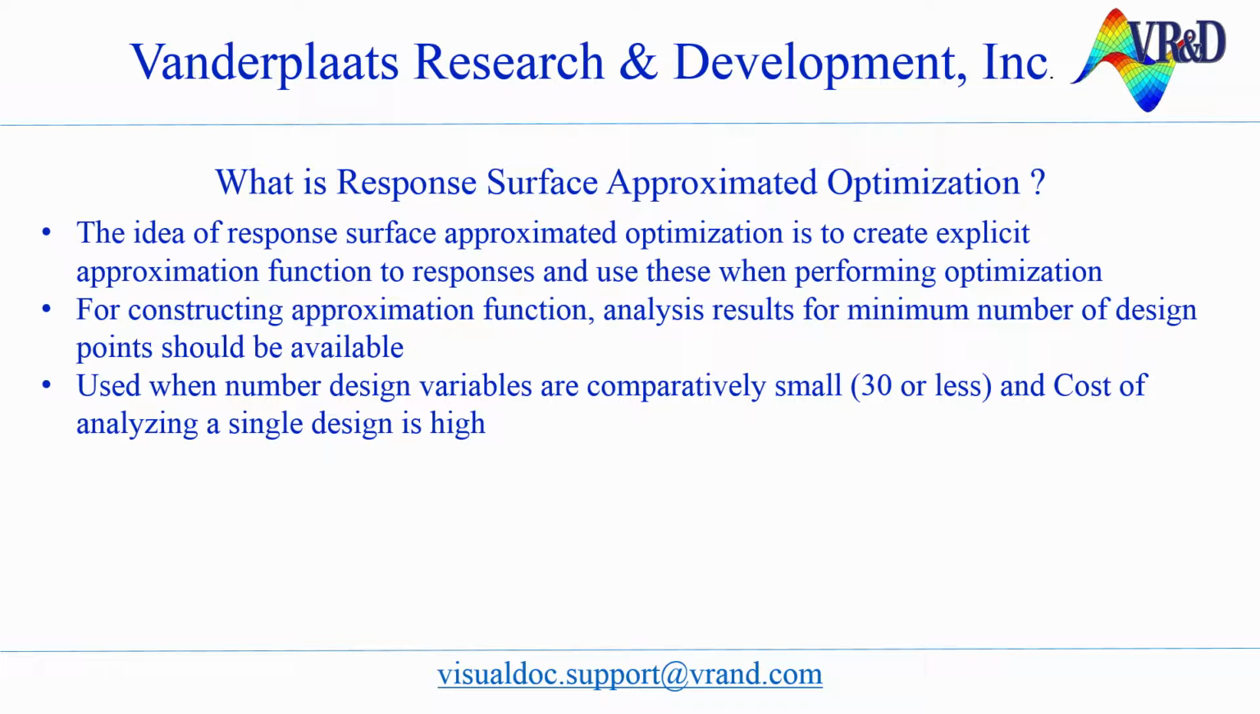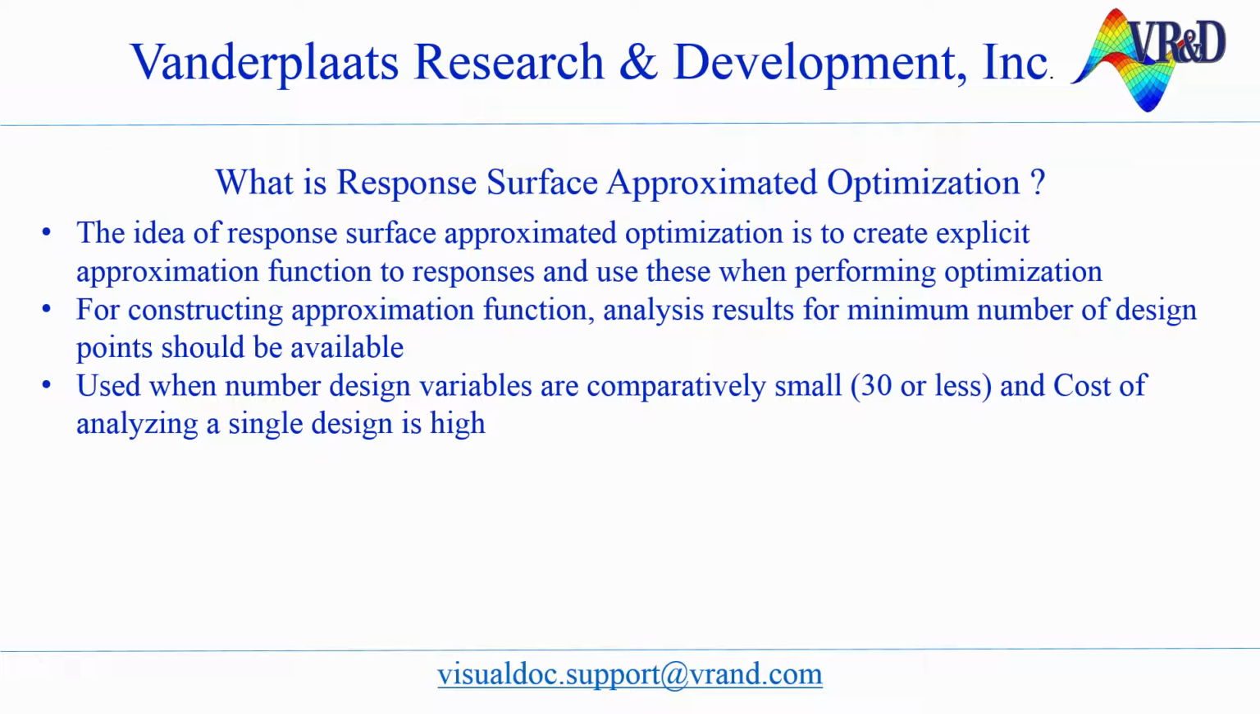The idea of response surface approximated optimization is to create explicit approximation functions to the responses and use these when performing optimization. Once approximations have been constructed, they can be used as function evaluators, replacing the underlying computationally expensive analysis tools. It is very important to note that you should have analysis results for a minimum number of design points in order to construct the polynomial. The response surface approximated optimization methods can be used when the number of design variables is comparatively small and the cost of analyzing a single design is high.